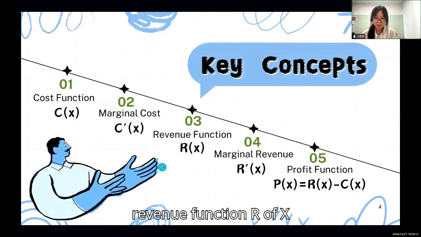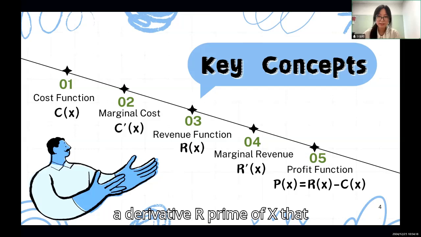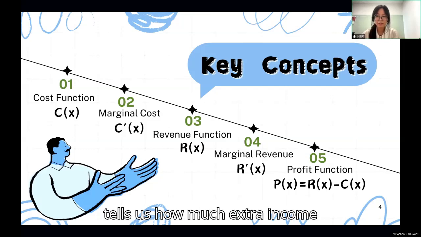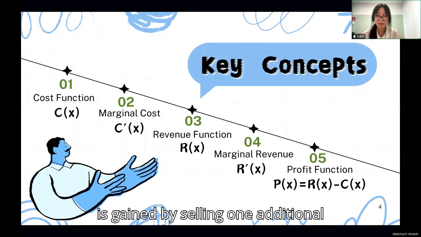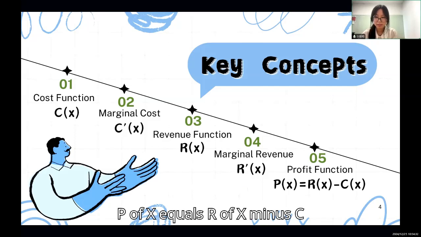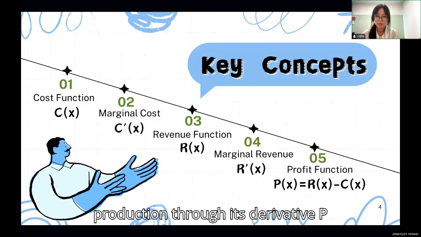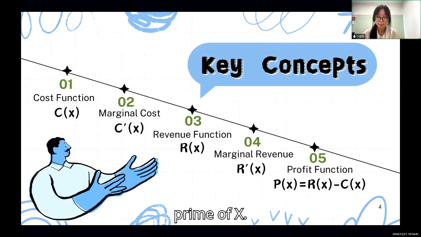The revenue function R(x), representing total income, has a derivative R'(x) that tells us how much extra income is gained by selling one additional unit. Lastly, the profit function P(x) equals R(x) minus C(x), and helps businesses understand how profit changes with production through its derivative, P'(x).